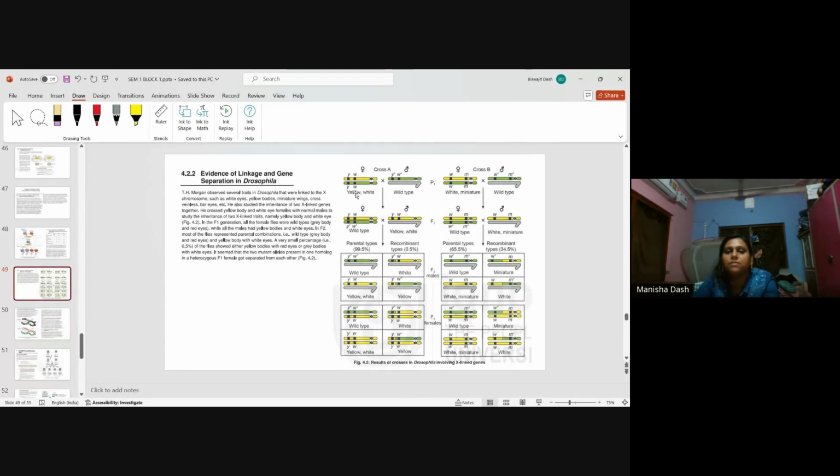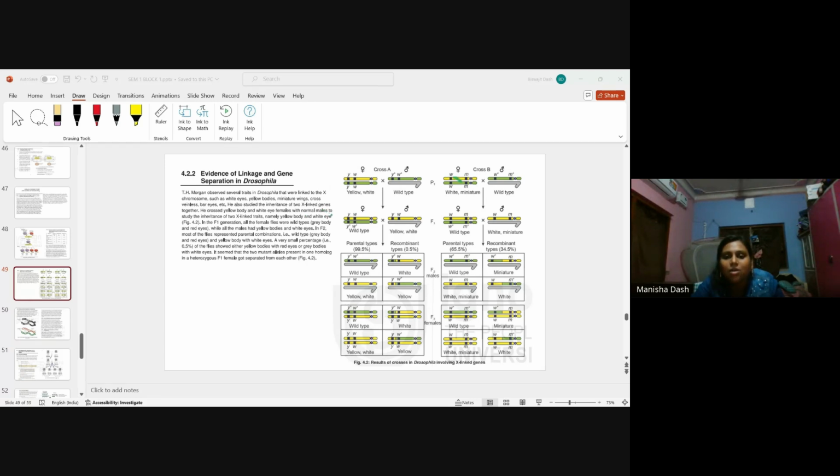So here, look into the first example. Look at the location of the genes, whatever character they are coding, yellow and white. The genes are actually very close to each other. So when the chromosomes segregate, both the characters will go together in the same chromosome. So in this case, the parental combination will be 99%, and the recombinant is very less, only 0.5%.